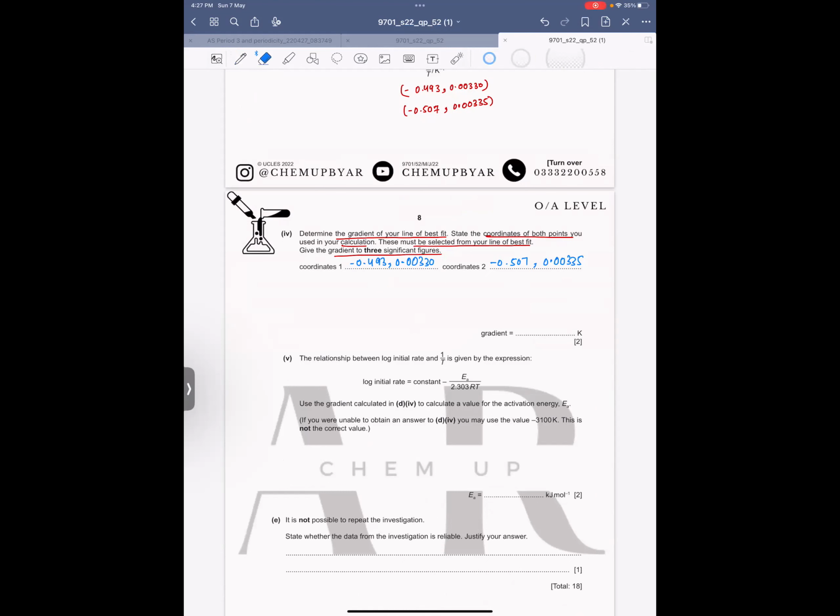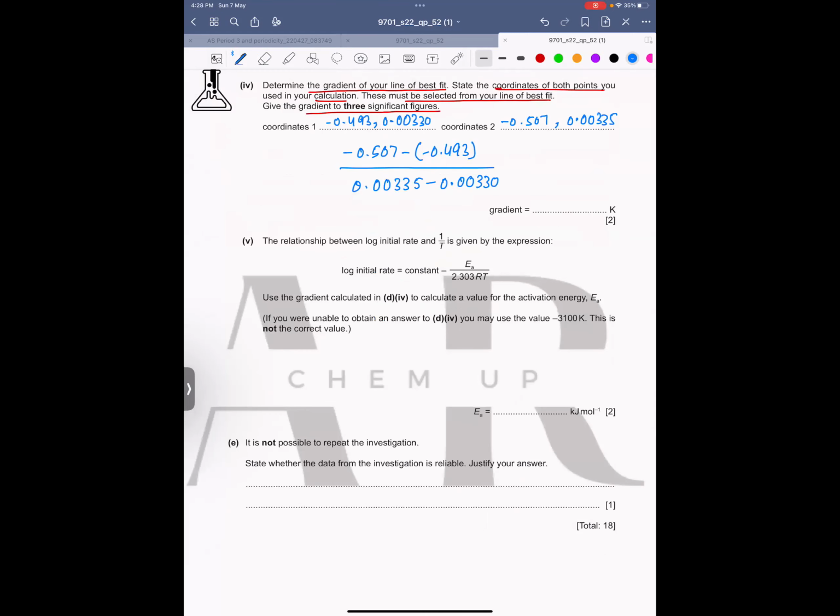So if we have to find the gradient, that is, one minute, sorry, minus 0.507 minus 4.93 over 0.00335 minus 0.00330. Can anybody tell me the answer, please? Yes. Negative 280.